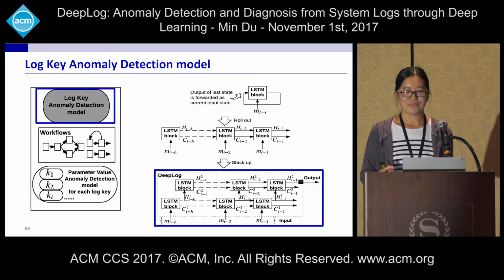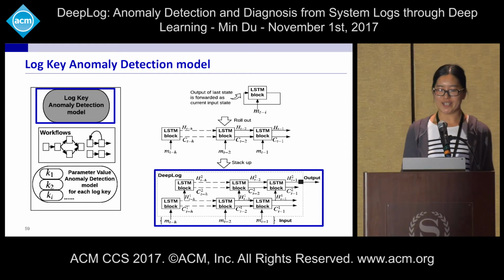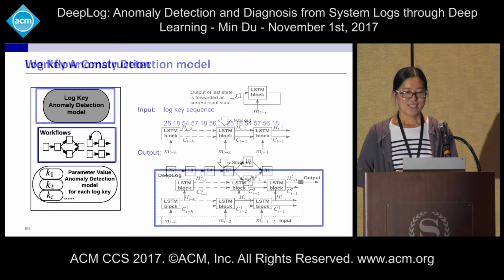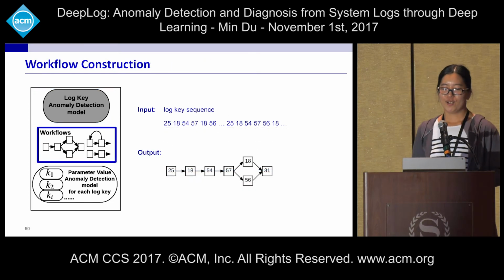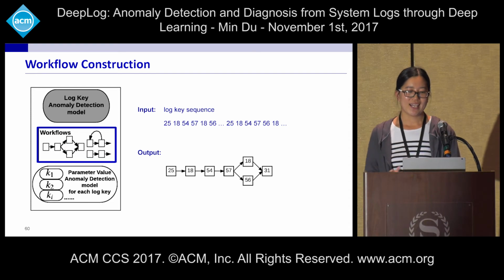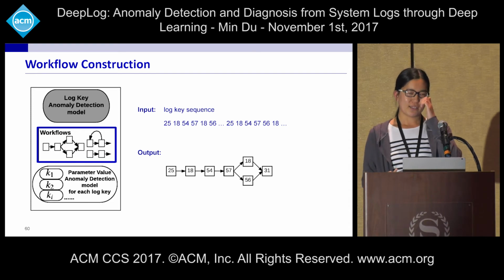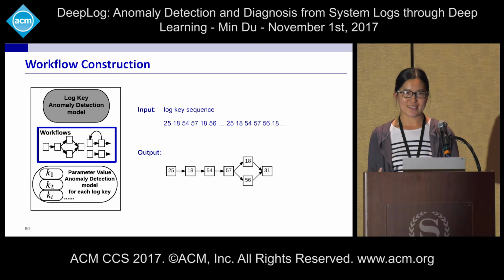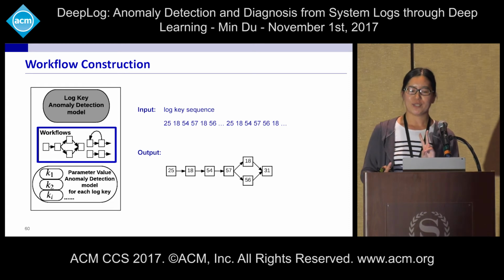And so we could get much more history to remember. So now here's the workflow model. Again, the input is a normal execution log key sequence, and we want to update one workflow model for each task. So here there are two jobs we need to finish.